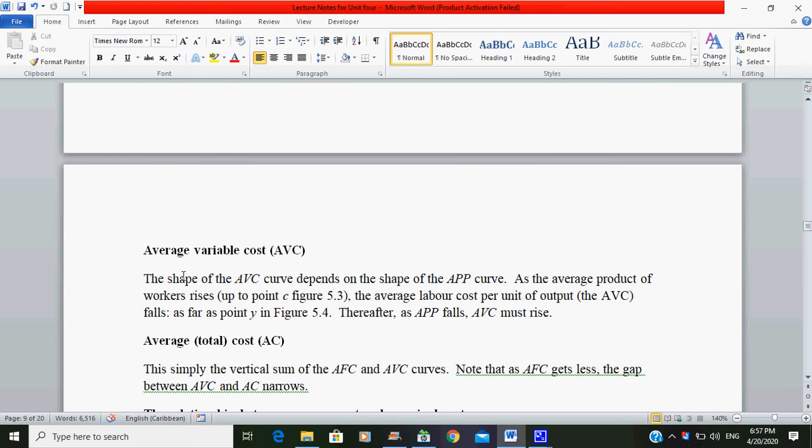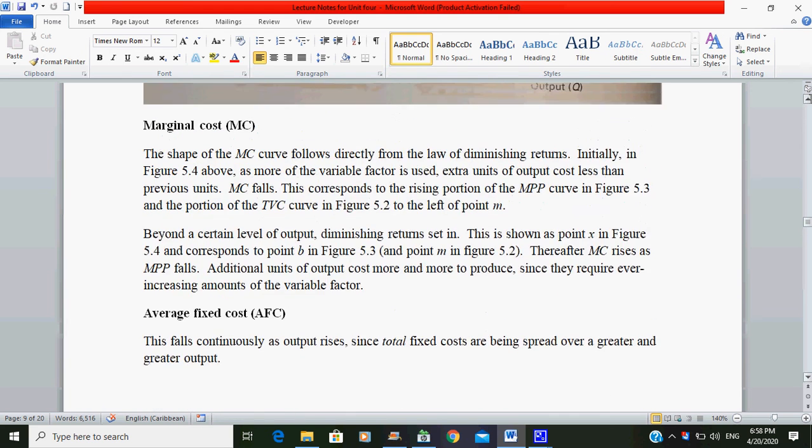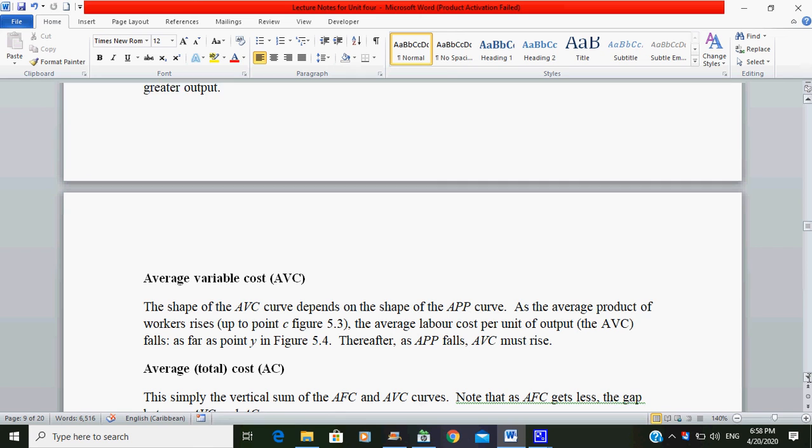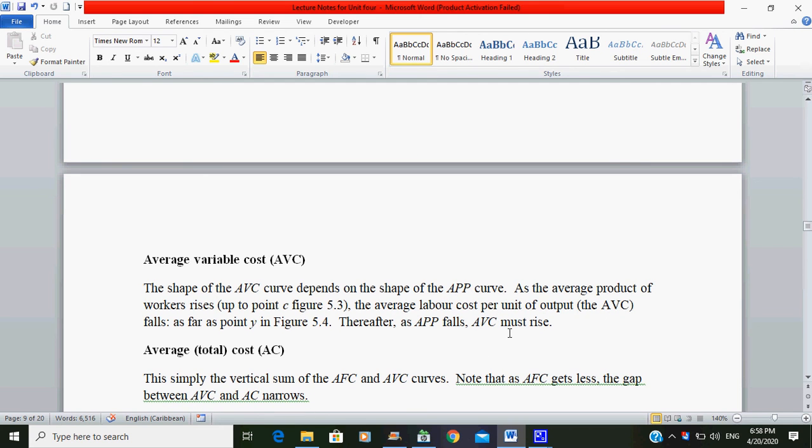Average variable cost now. The shape of the average variable cost curve depends on the shape of the what? APP curve, average physical product curve. As the average product of the workers rises, up to point C as shown in figure 5.3, which you have seen before, you should have drawn it already, the average labor cost per unit of output falls. In this case, it's average variable cost, right? As far as point Y in figure 5.4, right here. Thereafter, as APP falls, average physical product falls, average variable cost what? Must what? Rise. Alright.